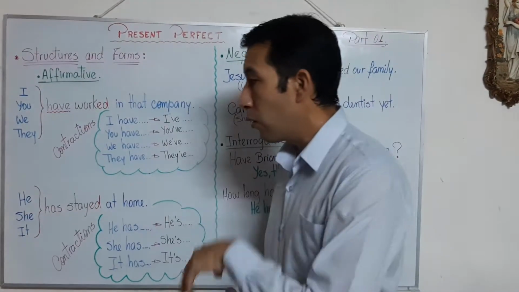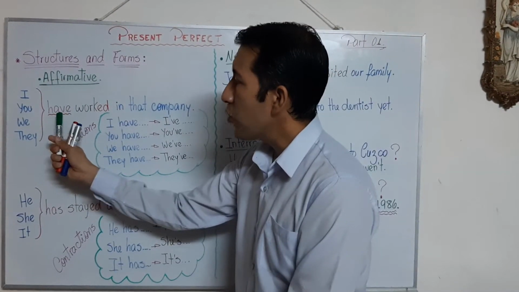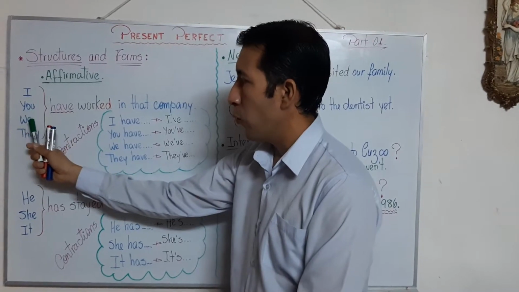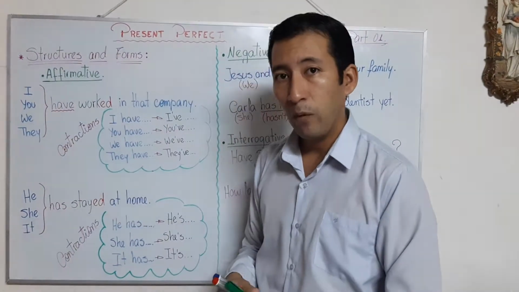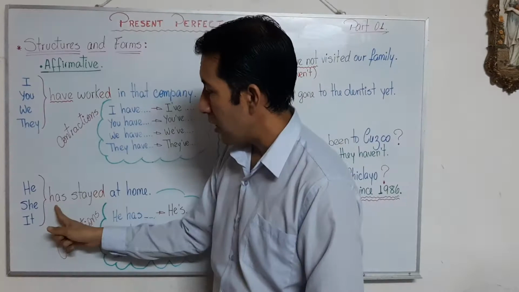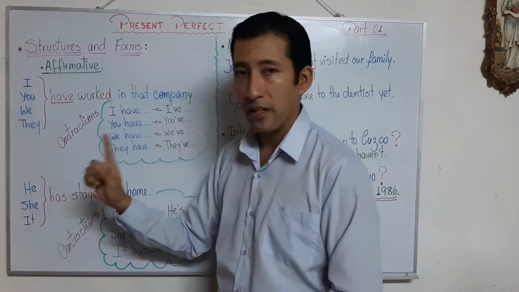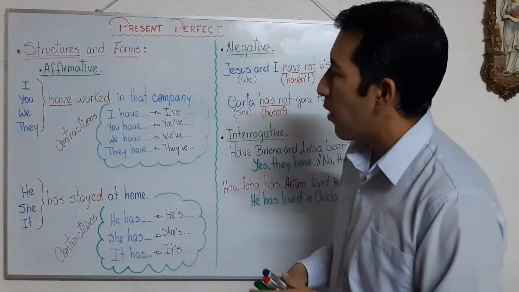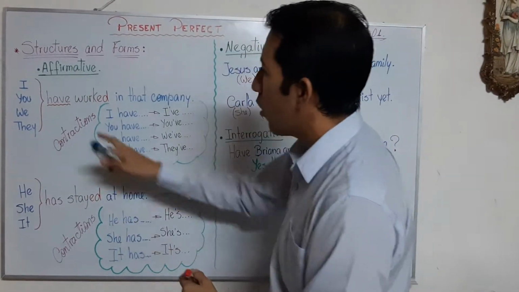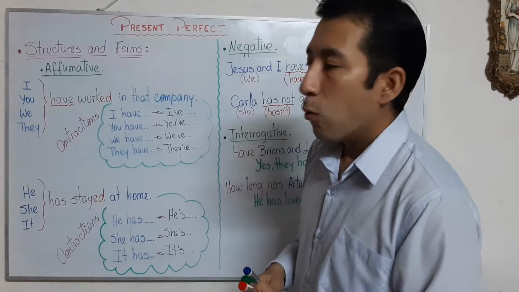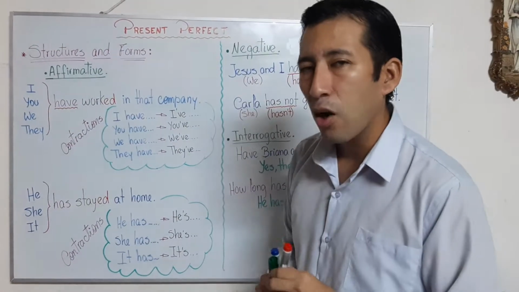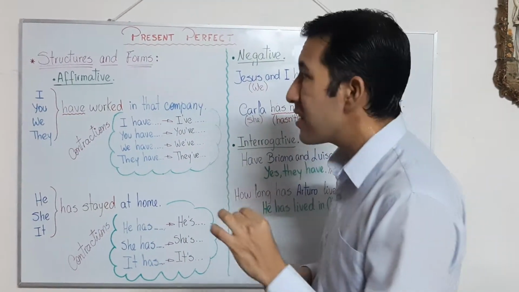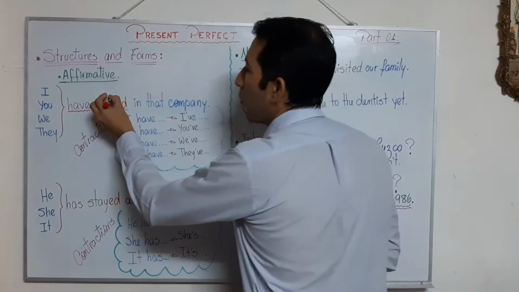So, look at this. I can use have with I, you, we, they, and I use has for he, she, it. Okay, simple. Now, what is the next part? The next part is the use of worked. Worked is not the past of the verb. It is the past participle.